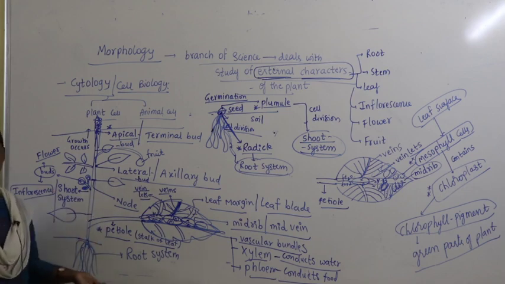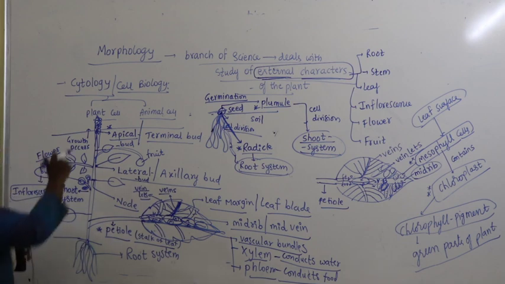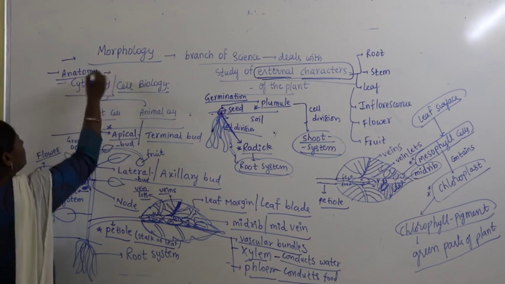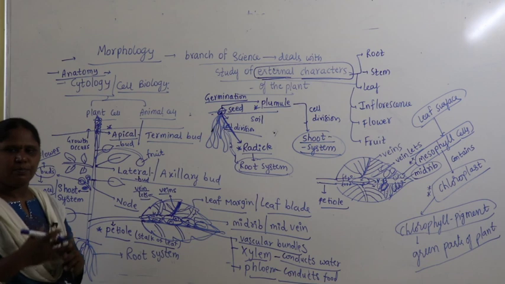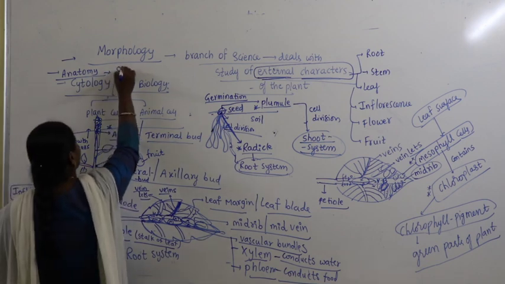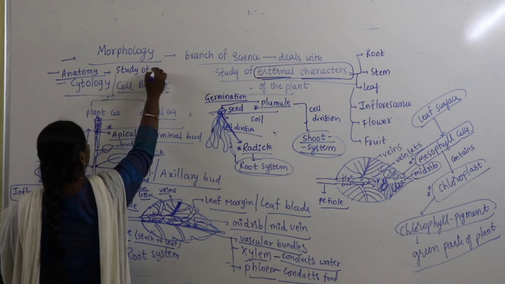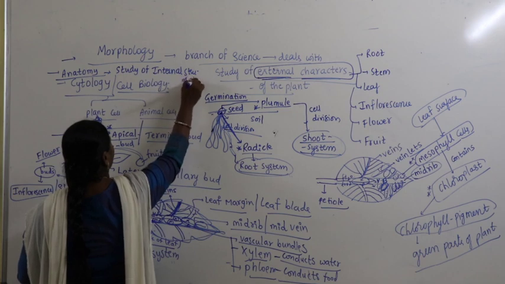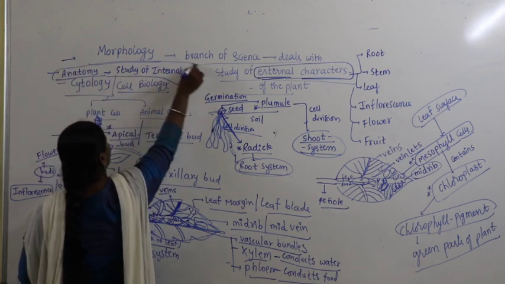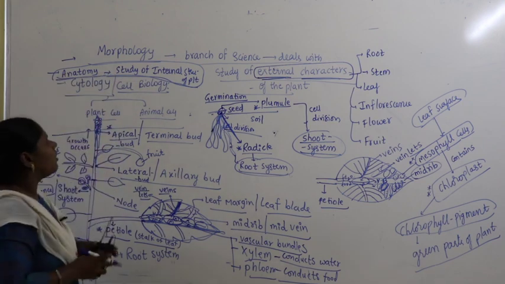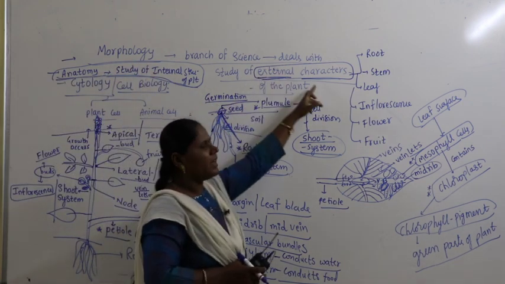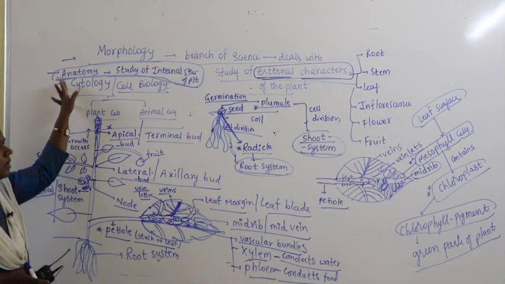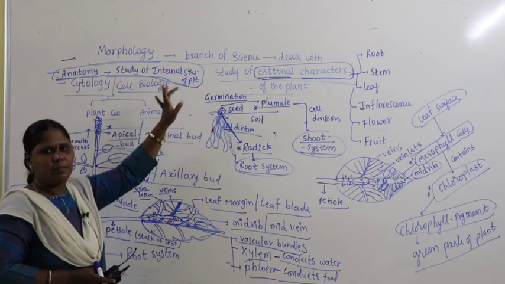Then can we always study only the external parts of the plant? Definitely not. So, there is another branch called anatomy. Anatomy is a branch of life science which speaks about the study of the internal characters, or internal structure, of the plant. So what I am trying to say is, morphology means we study the external characteristics of the plant. Anatomy is the branch of life science which deals with the internal structure of the plant.